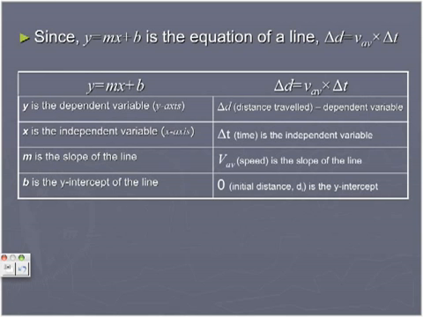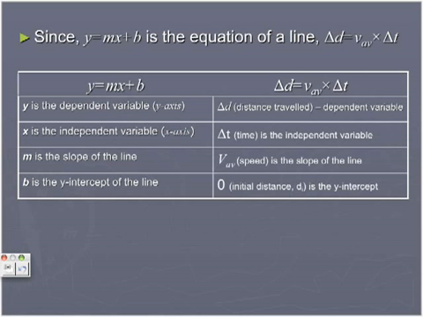So let's look at the comparison between the equation y = mx + b in math and the equation delta d = v_av times delta t. The y is a dependent variable in the equation y = mx + b. It's similar to the delta d of our equation, which is the distance traveled. Now, x is the independent variable, which represents our delta t, or time. M, in our equation here, is represented by slope. The slope is equivalent to the v_av.